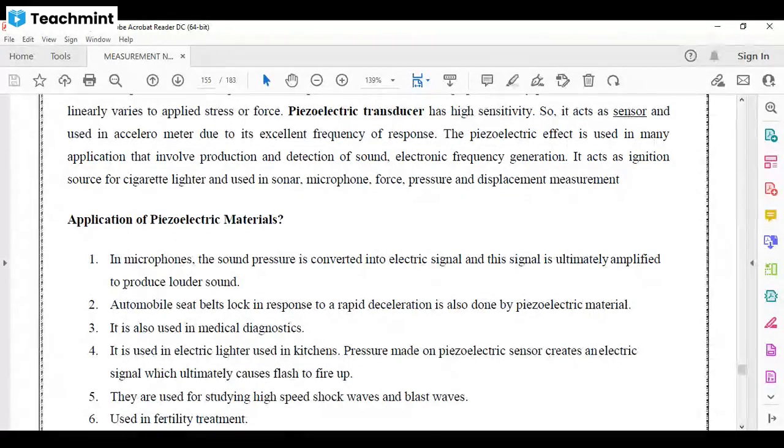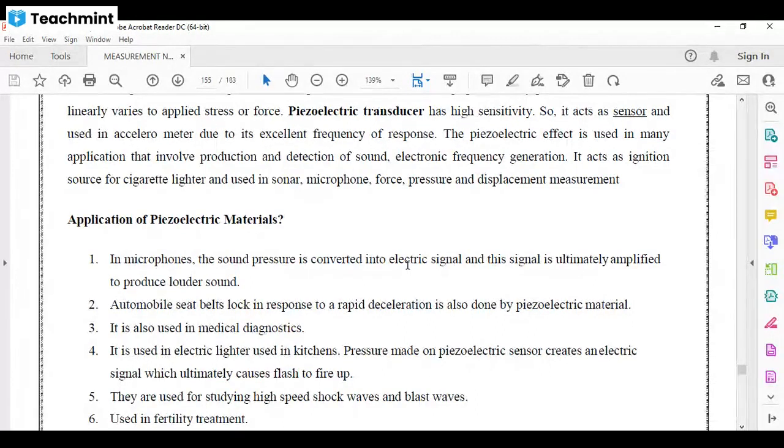First one is the microphone. In a microphone, sound pressure is converted into an electric signal, and this signal is ultimately amplified to produce a louder sound.